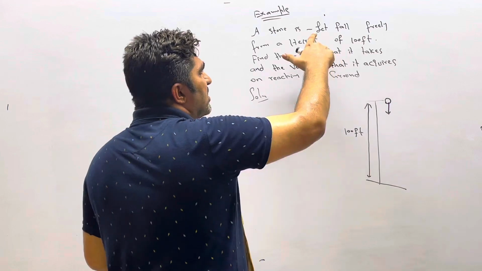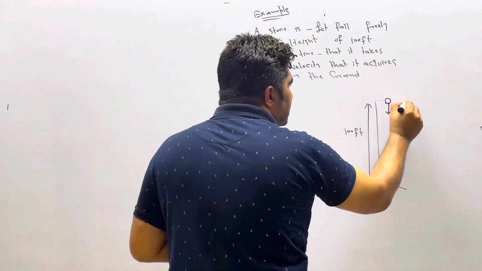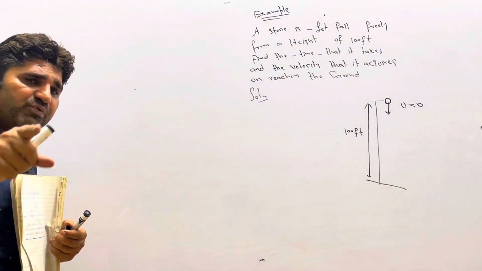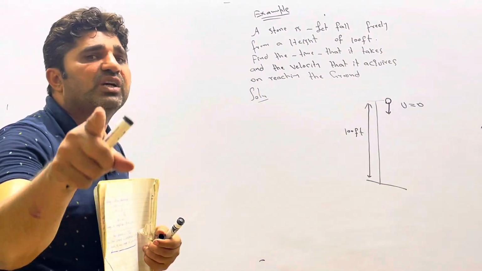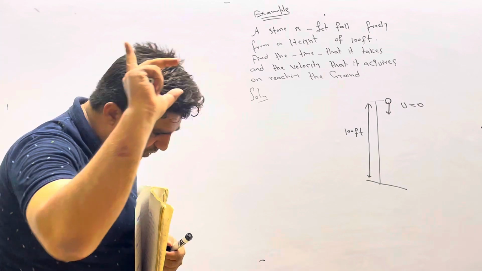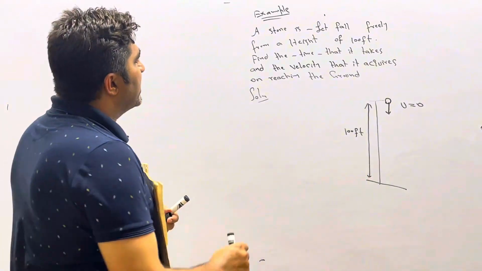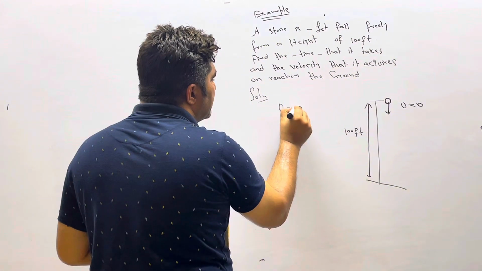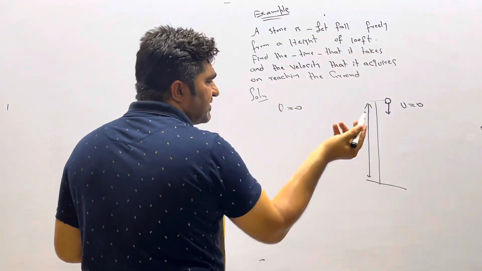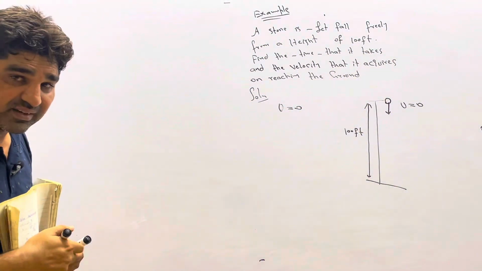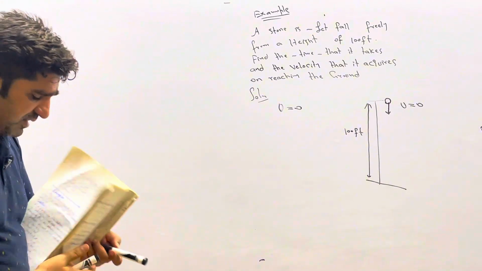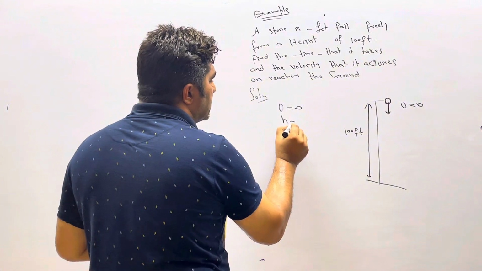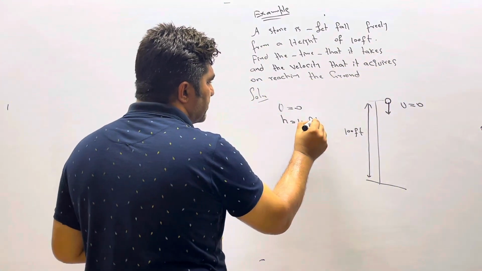If it is let fall, it means that its initial velocity will be 0. Keep in mind, during this chapter, whenever the particle is let fall, it means its initial velocity will be 0. Okay. So we got a point that the particle is let fall. It means its initial velocity will be 0, and it has to cover the distance 100 feet because its height is 100 feet.